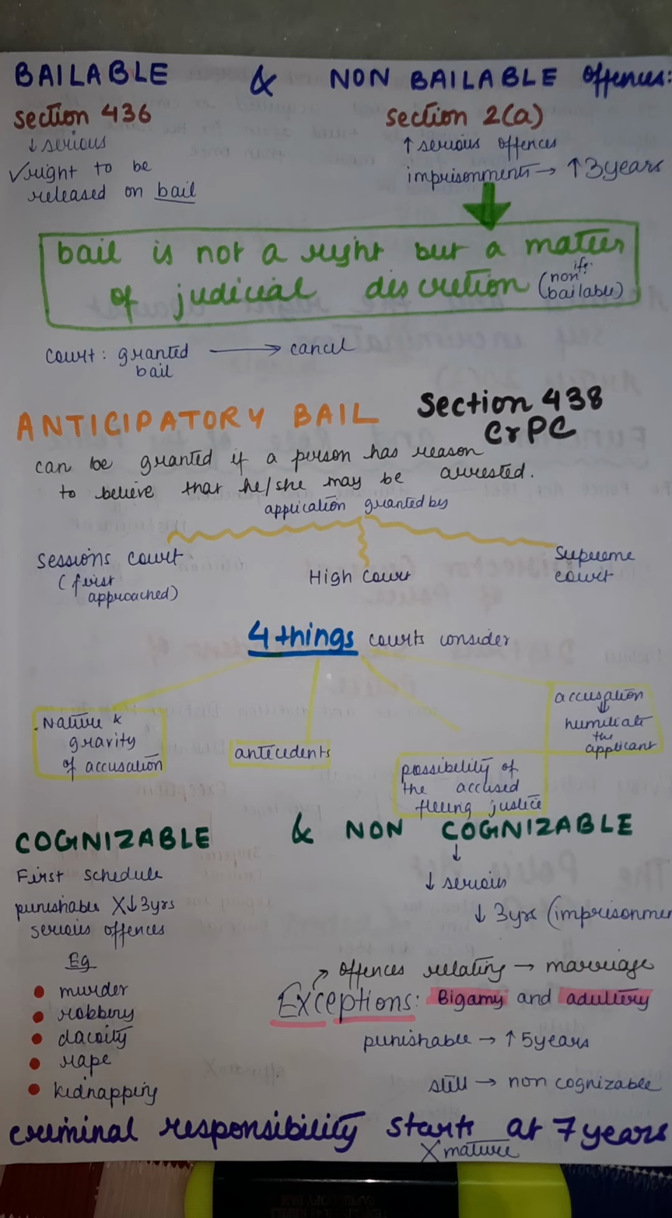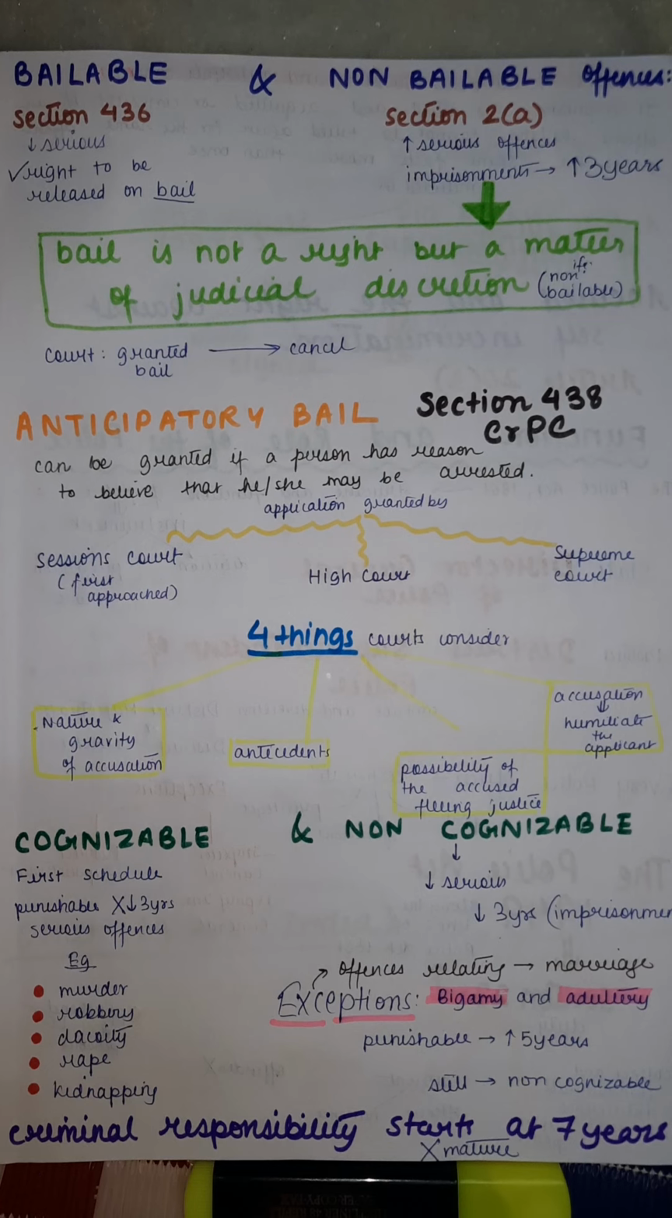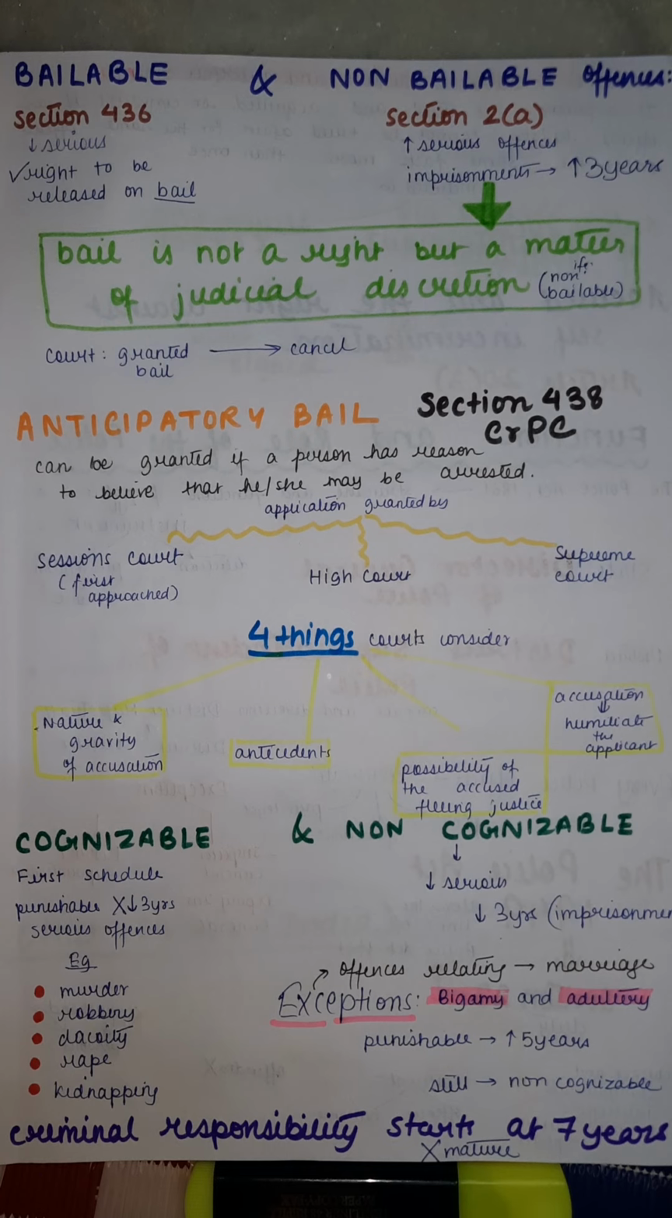Exceptions are offenses related to marriage. I want you to know the exceptions in detail, guys, because questions come from these areas. Exceptions are offenses relating to marriage, like bigamy and adultery. Bigamy refers to a person having more than one wife. And adultery means sexual relations outside the wedlock. Such offenses are punishable for more than 5 years, but still are non cognizable. They are non cognizable offenses, as in less serious offenses.